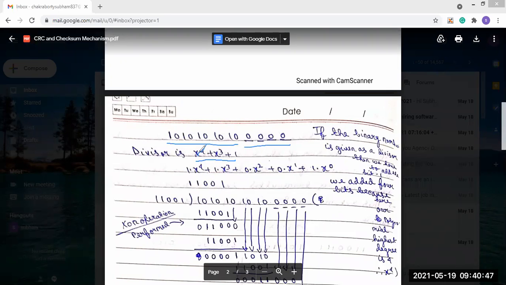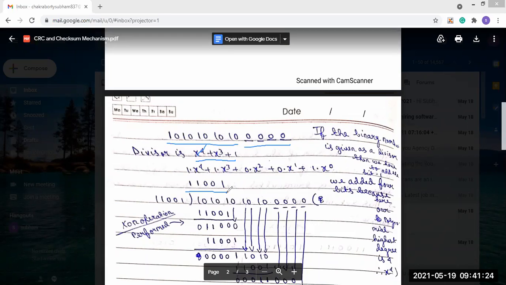Here you can see for x4, it is 1 into x4, plus 1 into x3. Then no x2 is given, so 0 into x2, plus 0 into x1, and lastly 1 is given, so 1 into x0. So what will be its binary value? 11001. That's how a polynomial should be converted to a binary number.